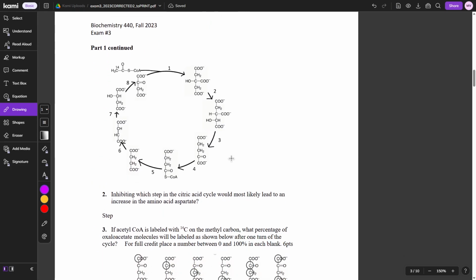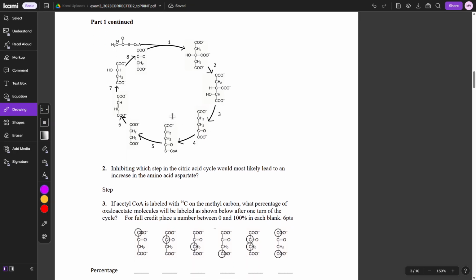Now I don't know if I trust your prof though, because he's a bit mean with some of the questions, but we'll see. So for this, these are questions you can do. If we inhibit which step in citric acid would most likely lead to an increase in the amino acid aspartate? Okay, you'll learn about this a lot more in 441.